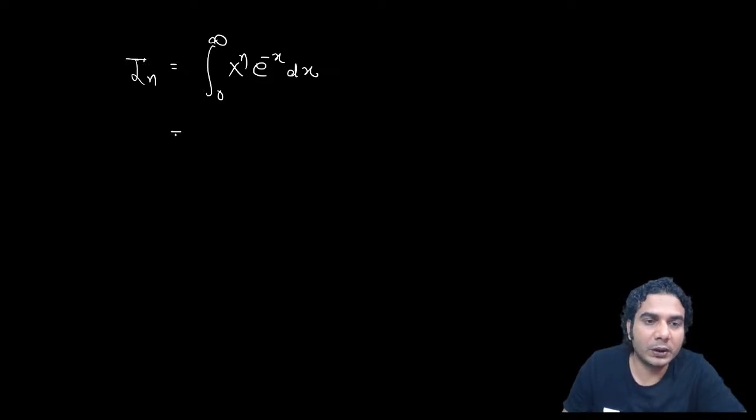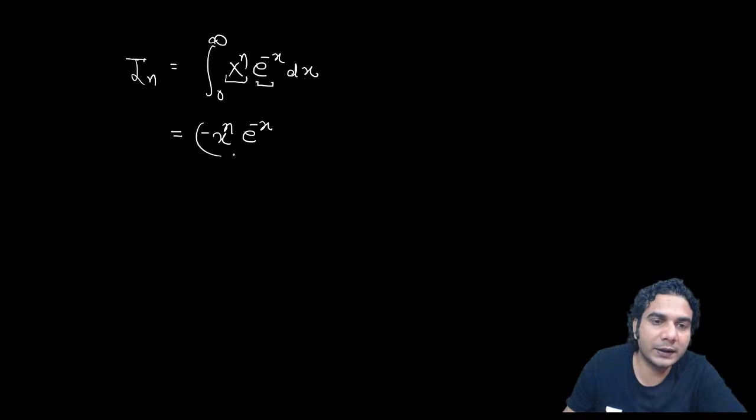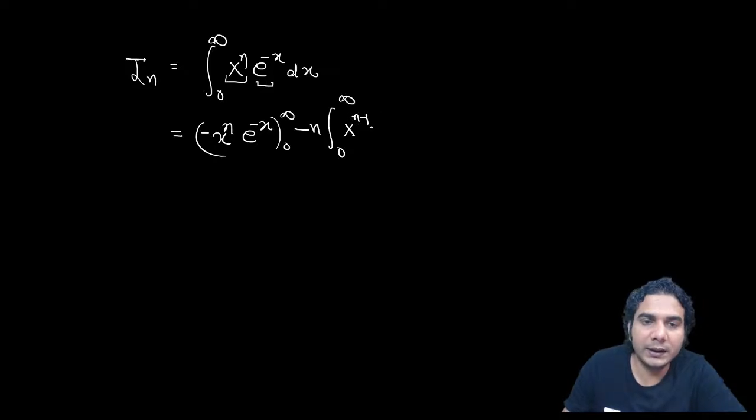Now let me tell you one more example. If you have In equal to integral 0 to infinity x raised to n e raised to minus x dx. Okay, let's do this. We need to find In only in this case. So apply the formula. You can differentiate this, you can integrate this, right? So x raised to n as it is, e raised to minus x with minus sign, 0 to infinity, minus integral 0 to infinity x raised to n can be written as n times x raised to n minus 1, e raised to minus x, and minus minus plus dx.